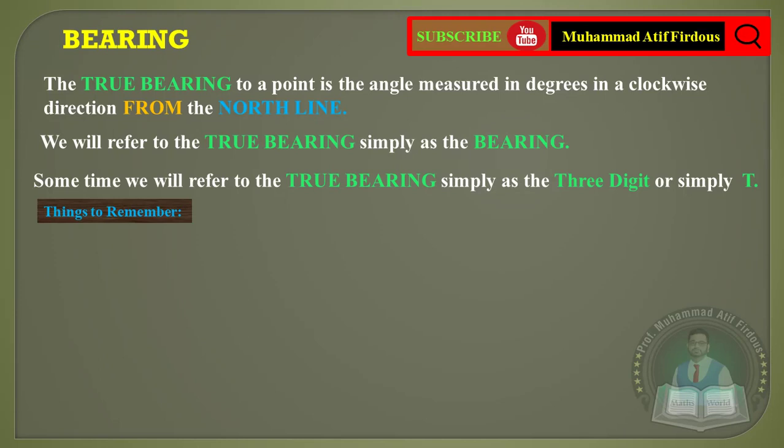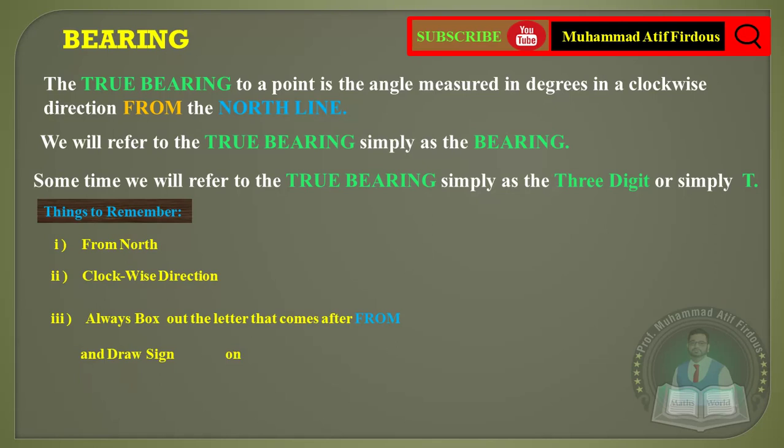Okay, things to remember. First one, always start from north. Second one, always take the clockwise direction. Third one, always box the letter that comes after "from" and draw a north sign on it. And lastly, the answer should be in three digits, from 000 degree to 360 degree.